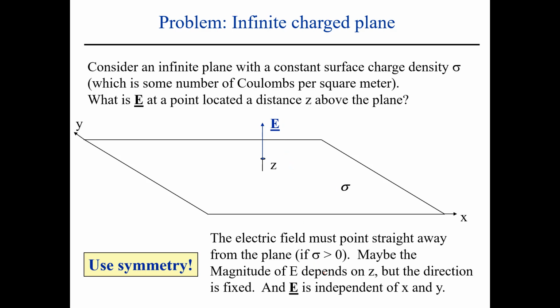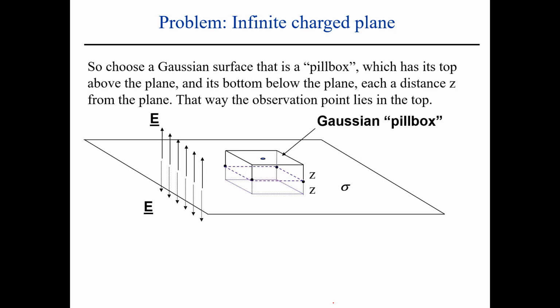Okay? Maybe the magnitude of E depends on z, but the direction is fixed. And E is independent of x and y. So we can use symmetry for this. We can use a Gaussian pillbox. So for this, how many surfaces do we consider? You have this one, and this one, going up or down. Up or down, okay? It doesn't matter because your electric field is perpendicular to the area vector of these four surfaces.